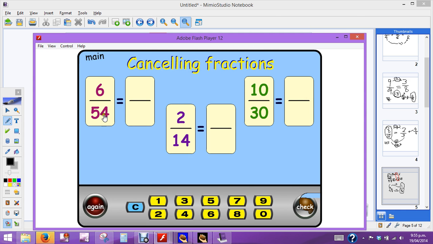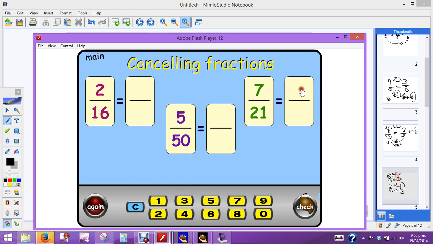Okay, so 6 out of 54, 6 goes into both. 6 goes into 6 once, and 6 goes also into 54. Now I'm starting to get a bit tired, but I think it's 9 times. 2 goes into 2 once, and 2 goes into 14 7 times. And looking at this one, I can just knock off the zeros and I can see 1/3, which is the same as dividing 10 by 10, and 30 divided by 10 is 3. Checking, all good.